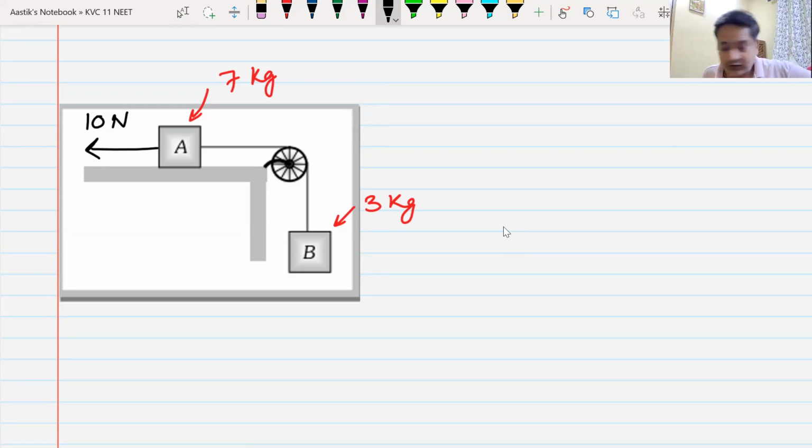Upwards. Why do you think it goes upwards? Because I've applied a force here. That's why. External force. Okay. That is why it is going to move upwards.